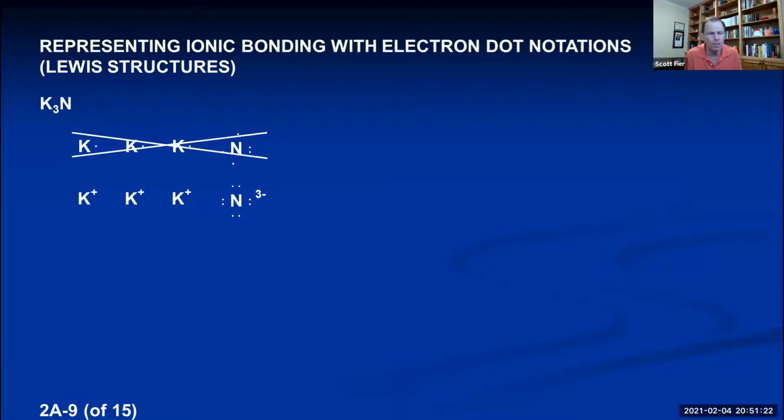You're not going to see homework on this until after you take your next test, but you definitely will first homework 2A for the second unit. Draw me an electron dot representation of an ionic compound, okay?